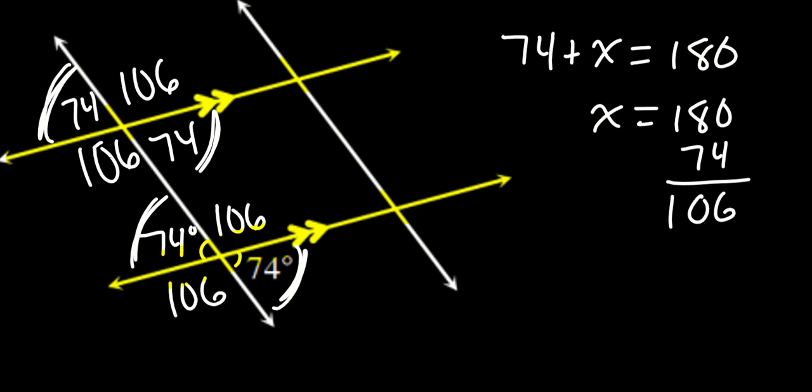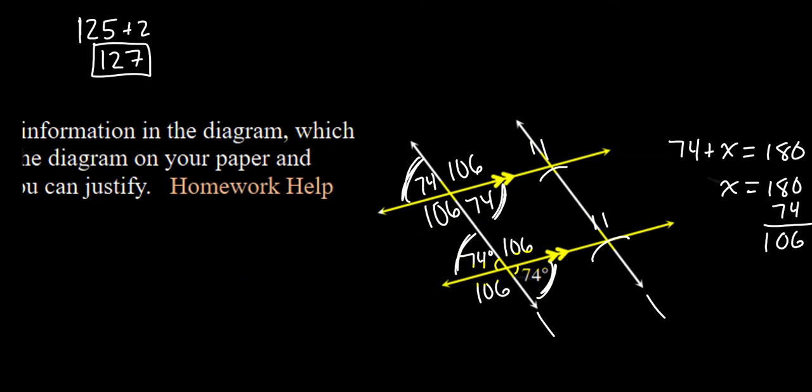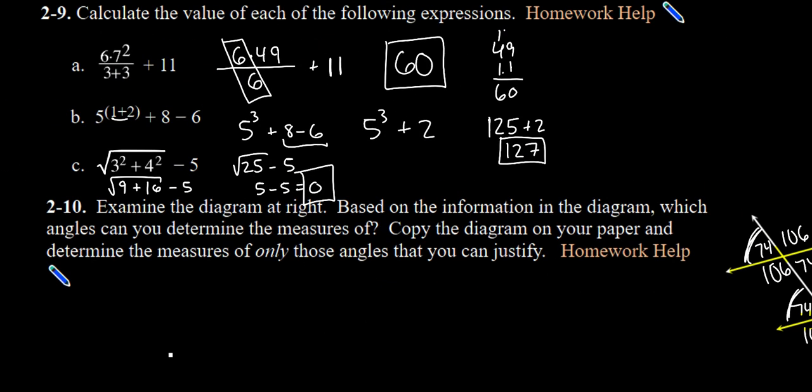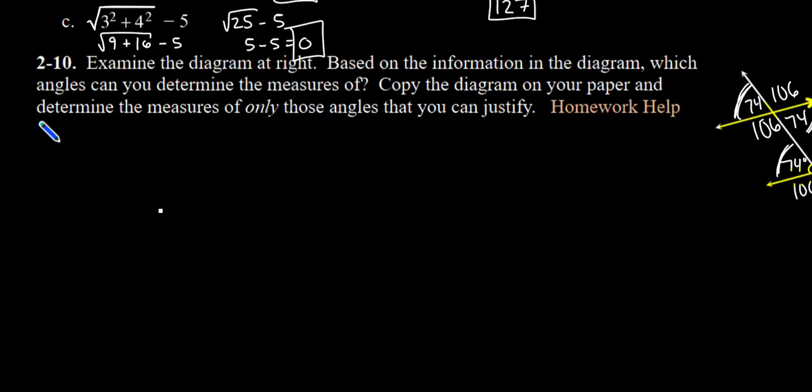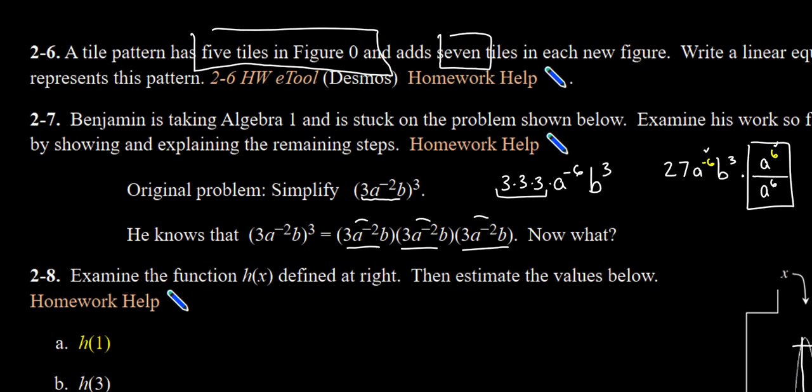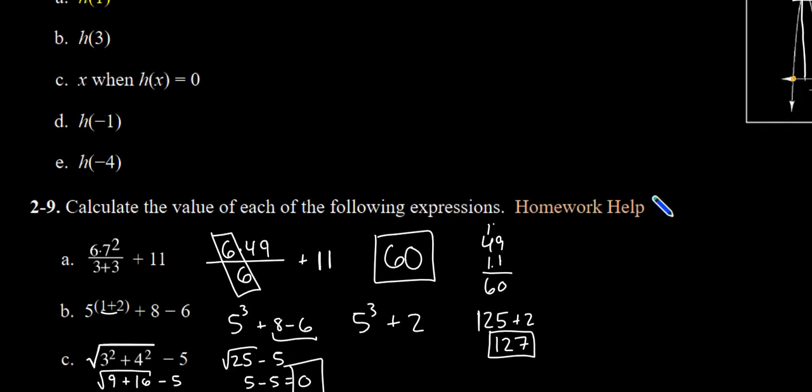I can't say anything else about any of these angles over here. I just put a sad face. And the reason why I can't is because I don't know that these lines are parallel to each other. It doesn't show that. So I can figure out those 8 angles. 4 of them are 106 and 4 of them are 74 degrees. And I believe that is the very last question in that beautiful, beautiful homework assignment.